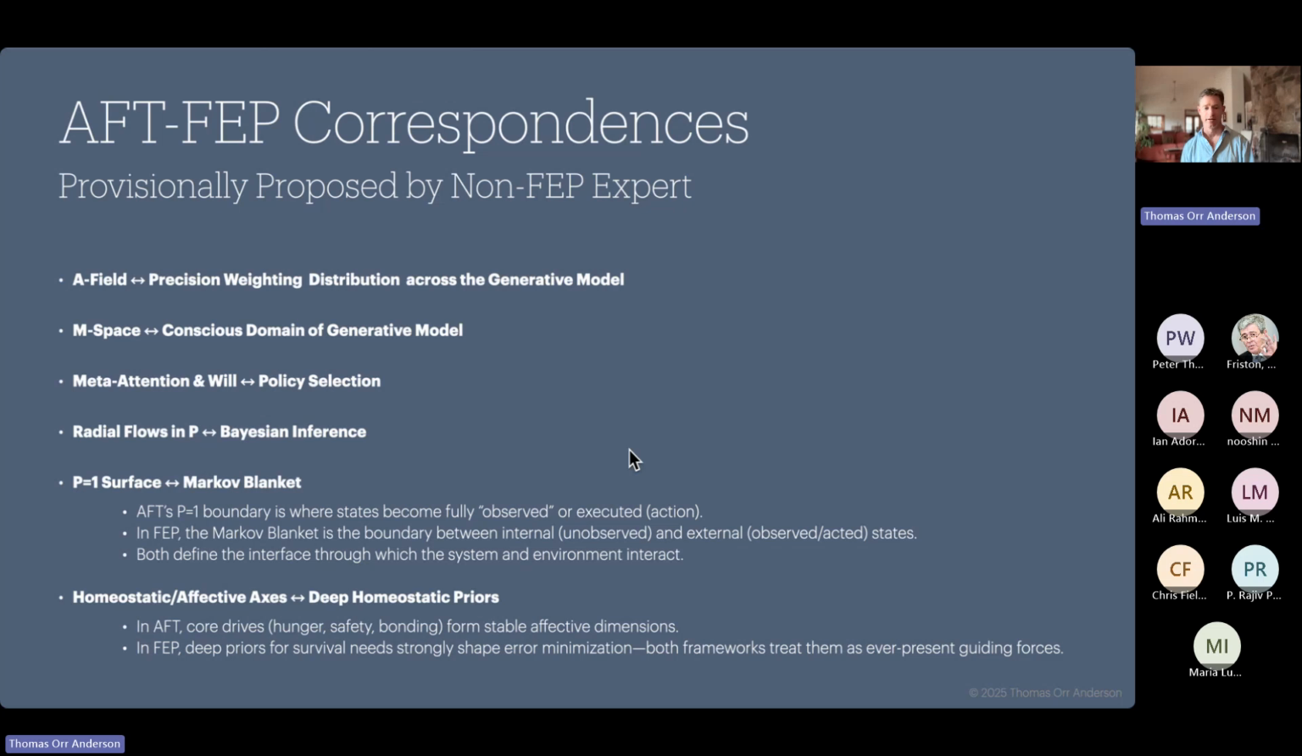An interesting thing I hope we can discuss is the relationship between the P=1 surface, where actions and observations take place in FEP, and the Markov blanket. Could the P=1 surface be reasonably construed to be the Markov blanket of the domain of conscious awareness? Does that make any sense? Of course, the domain of conscious awareness isn't itself a physical thing. It's sort of a game space in a sense. So I'm really curious about whether that makes sense or not, but there's a very obvious apparent analog, and I wonder if that analog is legitimate or just intuitive. And the homeostatic and affective axes correspond to deep homeostatic priors.